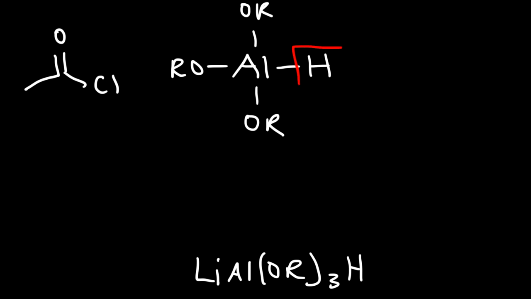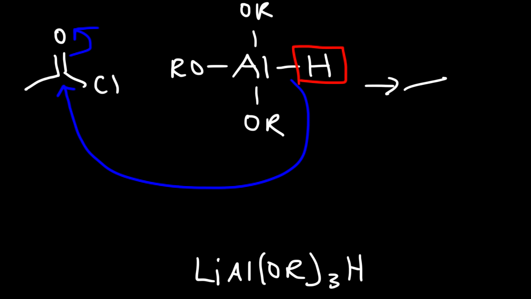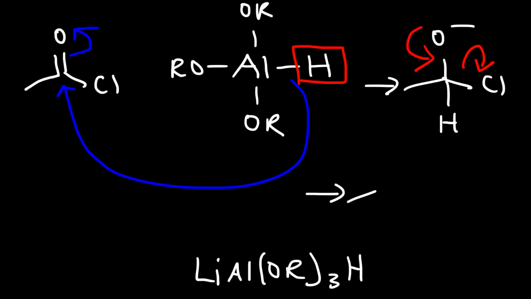Because it only has one hydrogen, it's going to react with the acid chloride and stop it at the aldehyde level. So this hydrogen is going to attack the acid chloride. And so we're going to get this tetrahedral intermediate. And then it's going to kick out the chloride group. So the end result is the aldehyde.